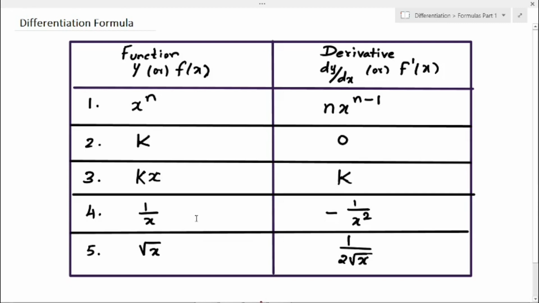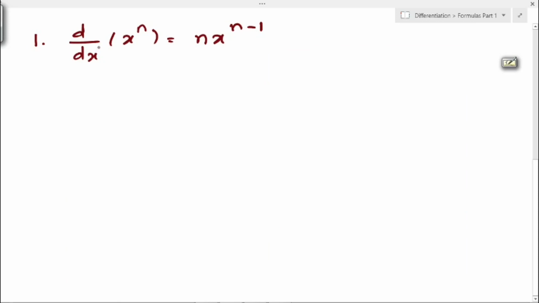Next, 1 by x: the differential of 1 by x is minus 1 by x square. Next formula is root x. The formula for root x is 1 by 2 root x. Now we will see the formulas one by one with some simple examples. So first we are considering the first formula, that is x to the power n. So the differentiation of x power n is n into x power n minus 1.